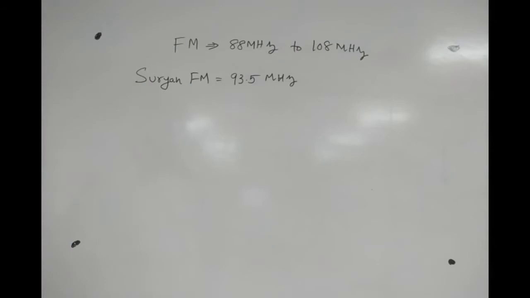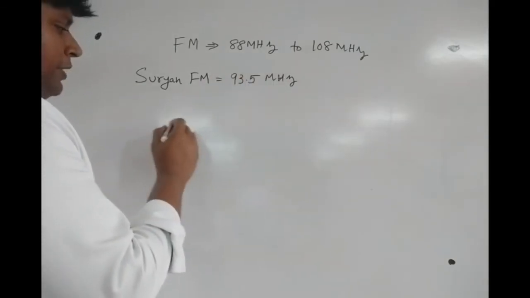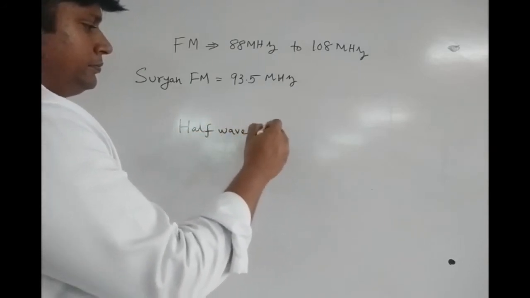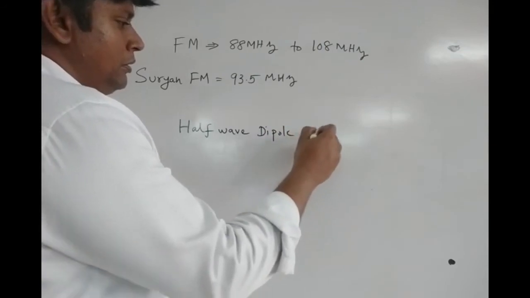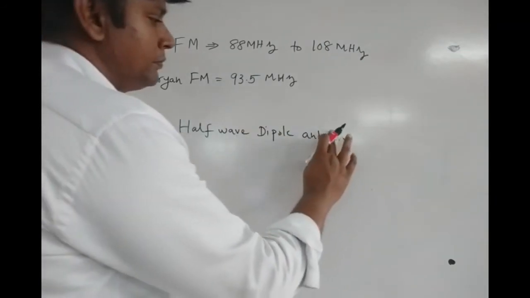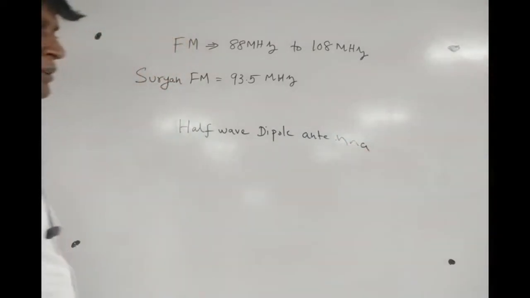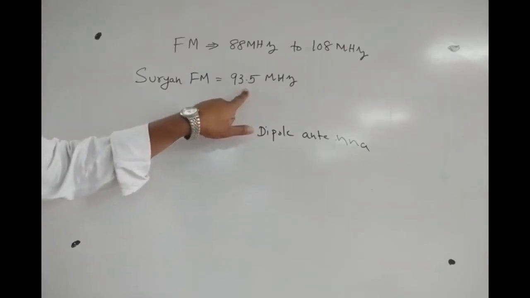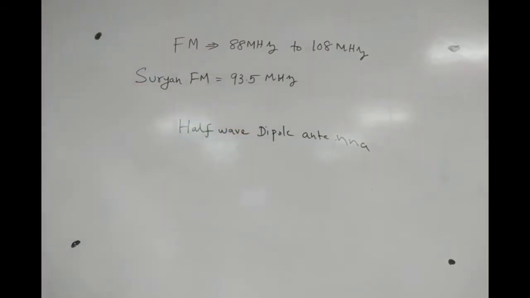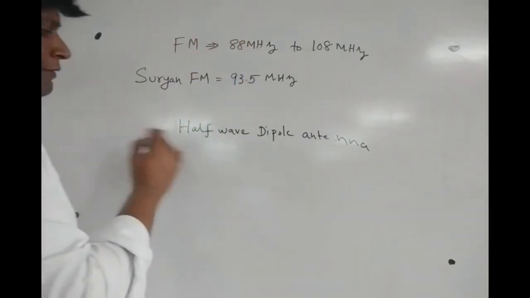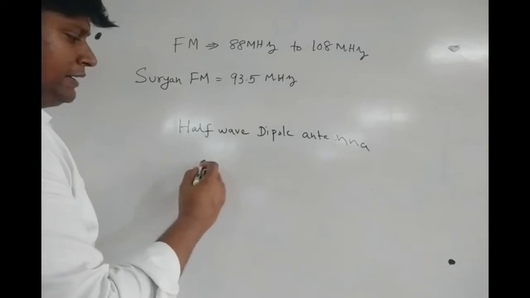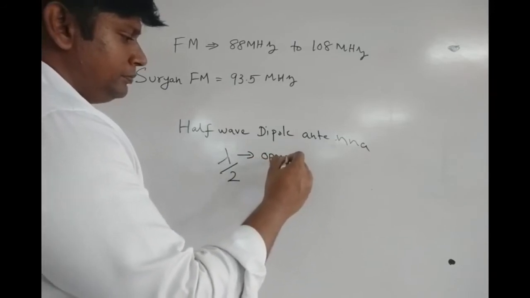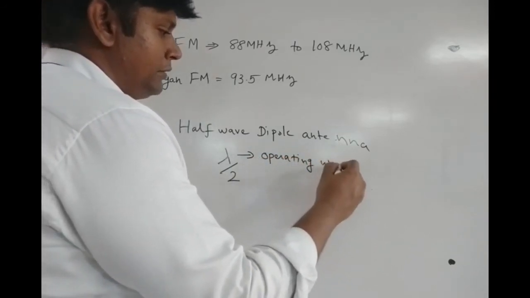So both I have fixed here, and I'm trying to design a half-wave dipole antenna for this application which operates at the frequency 93.5 megahertz. So I'm very clear with my specifications. We very well know the length of the half-wave dipole antenna is lambda by 2, where lambda is the operating wavelength.